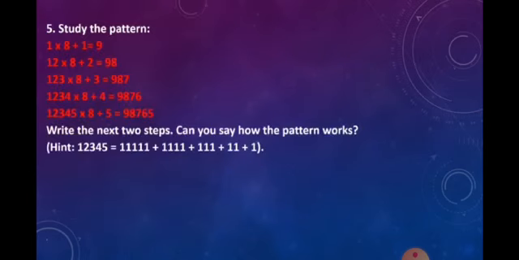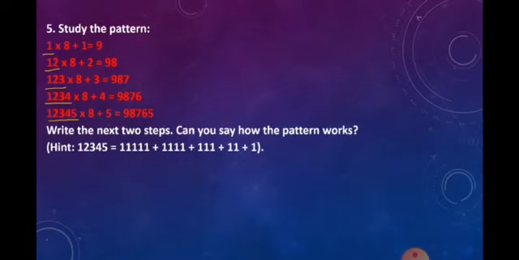Question number 5. Study the pattern. First, we have to study the given pattern. Write the next two steps. Can you say how the pattern works? So here, first we will study the given pattern. For that, just see the first number of the first row is 1. The second row has 1, 2. In the third row we have 1, 2, 3. Fourth row we have 1, 2, 3, 4. And in the fifth row we have 1, 2, 3, 4, 5. So every time one number is increasing in the forward direction.